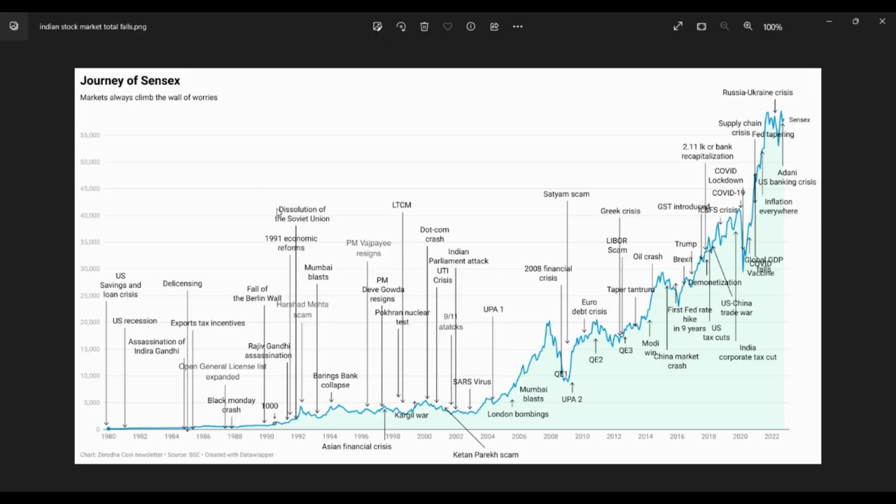Okay, now we are seeing the journey of the Sensex index from 1980 till now. In around 20-40 years, India has faced several issues, from the US crisis, even the US loan crisis, to the Adani and US bank crisis which happened at the beginning of 2023. But even though India faces major financial crises, in the long run it is all about the economic condition and stability which decides the direction of the market.